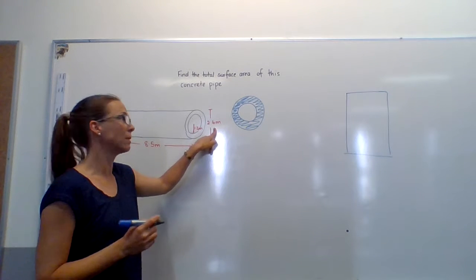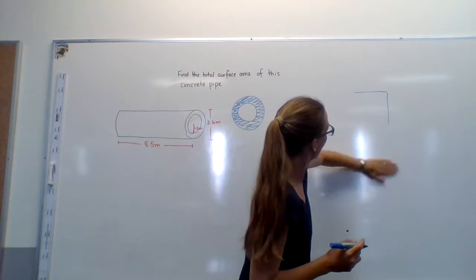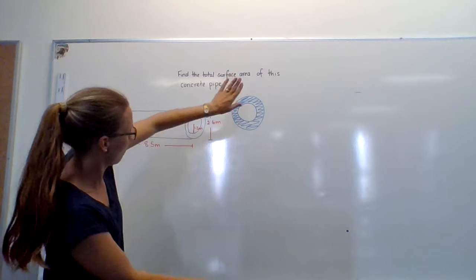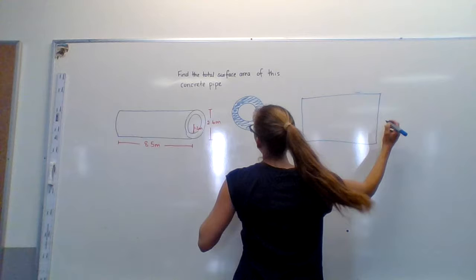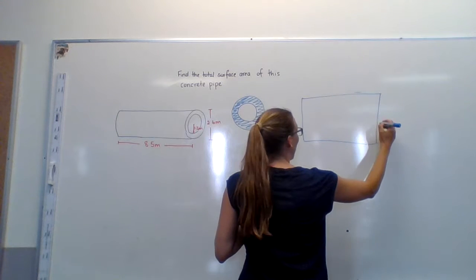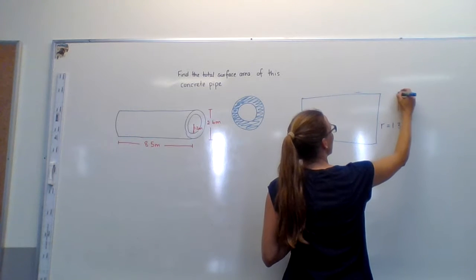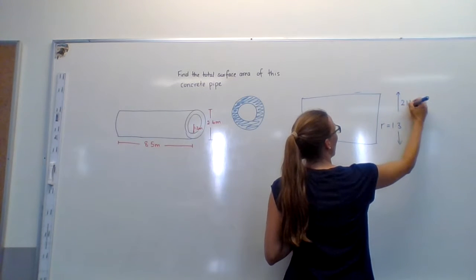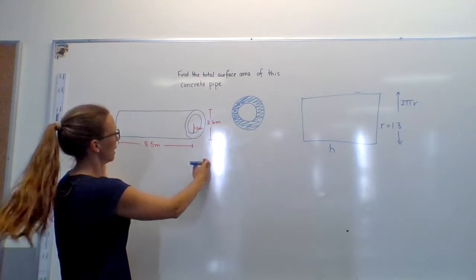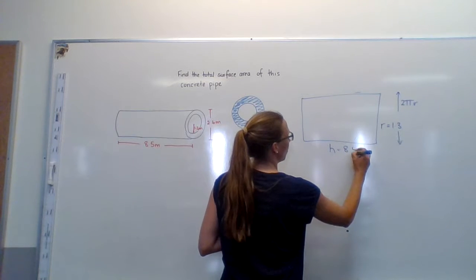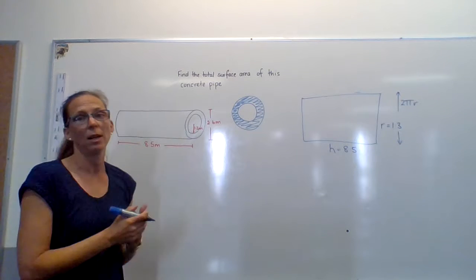Now this diameter is 2.6. Sorry, I'm just going to redraw that rectangle slightly differently. I'm going to imagine that I've opened it out, but it's quite long here. So the radius is equal to 1.3, and we know that this bit here will be 2 pi r, and then the height is just that distance from end to end, which is equal to 8.5. So we've got the top end, the bottom end, and the outside.